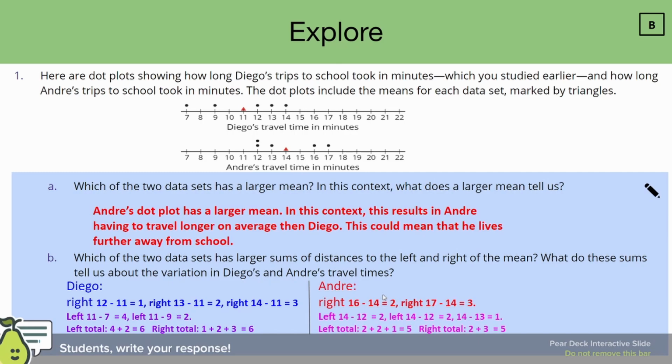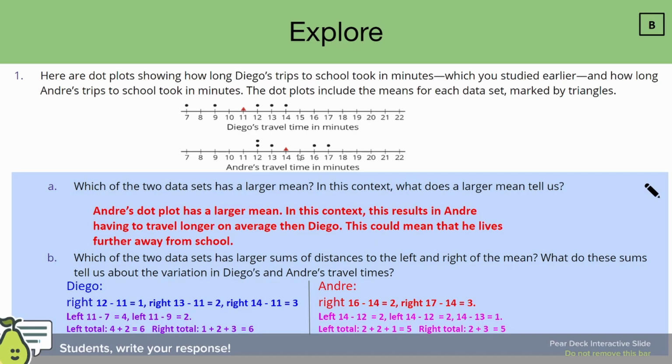So we can see that the numbers on the right are 16 and 17. So we're going to do 16 minus 14, which gives us 2. And then we're going to do 17 minus 14, which gives us 3. So since 16 and 17 are both to the right of 14 on the number line, once we subtract, these are our distances on the right side.